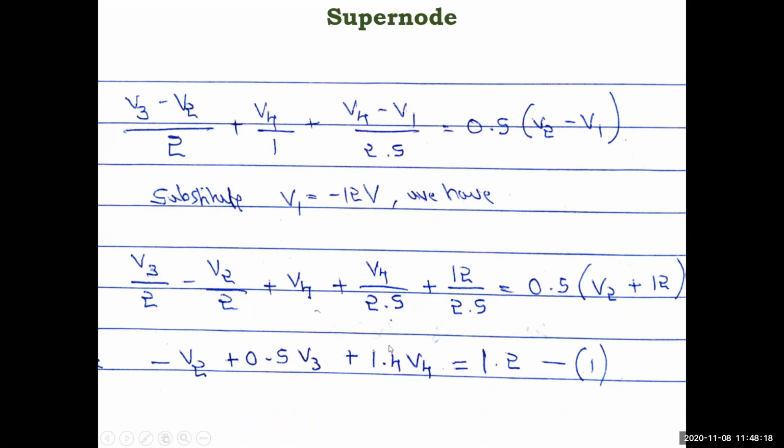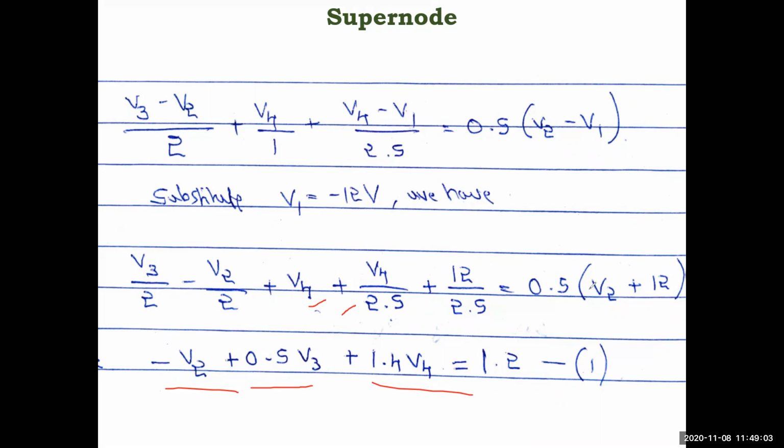Now V1 is already known, you have to write the equation in the form of V2, V3, V4. So V2 you have to bring everywhere. Here minus 1 by 2 is there, and here 0.5 is there. If you take 0.5 to the left side, it is minus 0.5 minus 0.5 minus 0.5, so it is minus 1 V2. Then V3: 1 by 2 V3, only one term, so 0.5 V3. I'm writing straight away, but you can do one more step if you want. Then V4, you have two terms, 1 and 1 by 2.5. You can use the calculator or do the calculation here only. So you'll get 1.4 V4, and then 12 by 2.5.